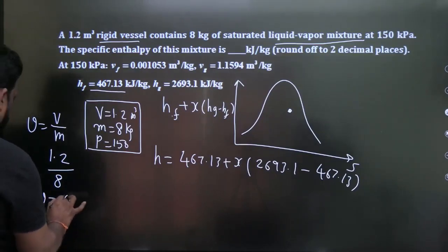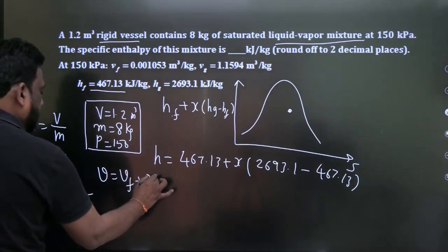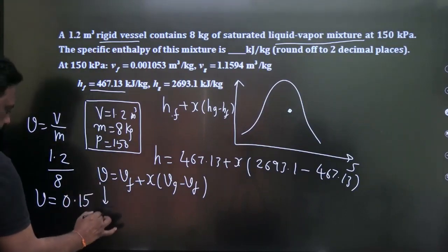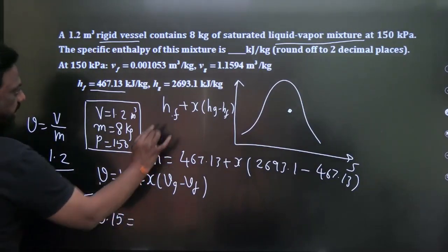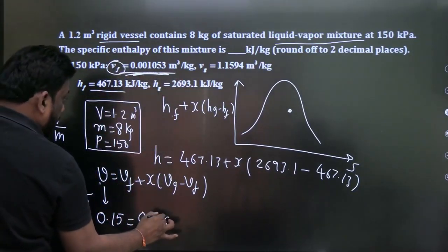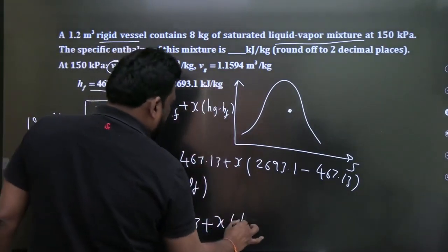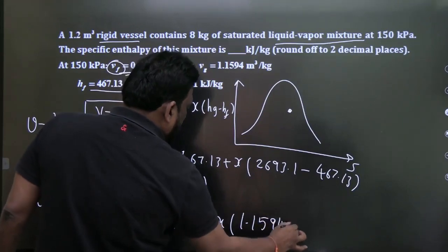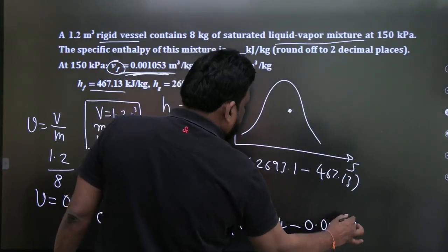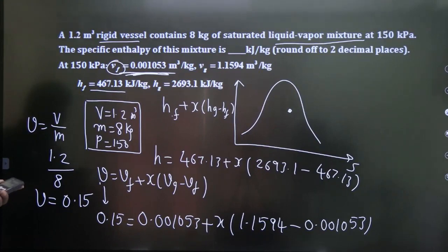So this is 0.15. Whenever it is in the wet region, the specific volume of the mixture is given by vf plus x into vg minus vf. The specific volume is already calculated by us. It is 0.15. And vf, what is vf? Here it is given: 0.001053 plus x into vg. What is vg? 1.1594 minus vf. vf is 0.001053.